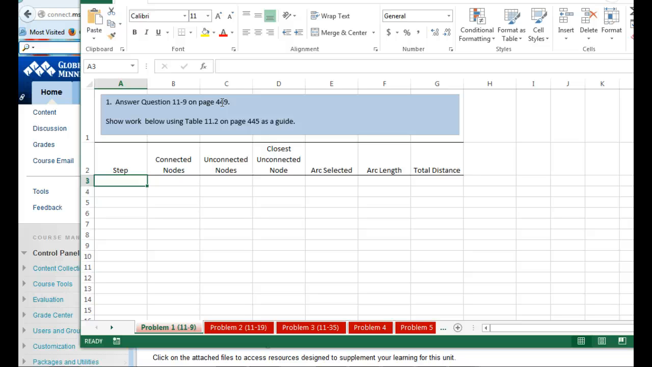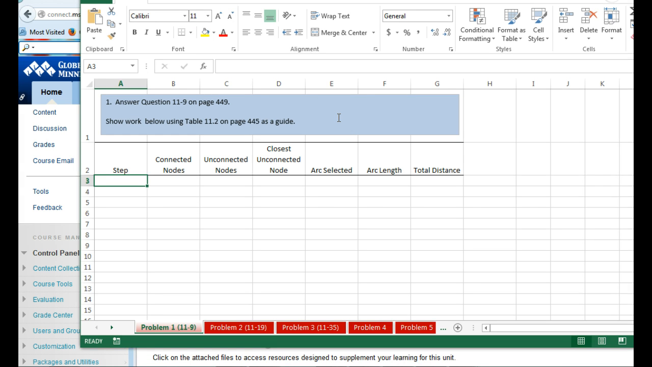So on this first problem, you're going to work problem 11-9 on page 449. When you go to page 449, you're going to see a problem 11-9. And problem 11-9 is going to tell you to refer to figure 11-21. So there's an illustration on that page, which is figure 11-21, and that's the figure you're going to use to go with problem 11-9.